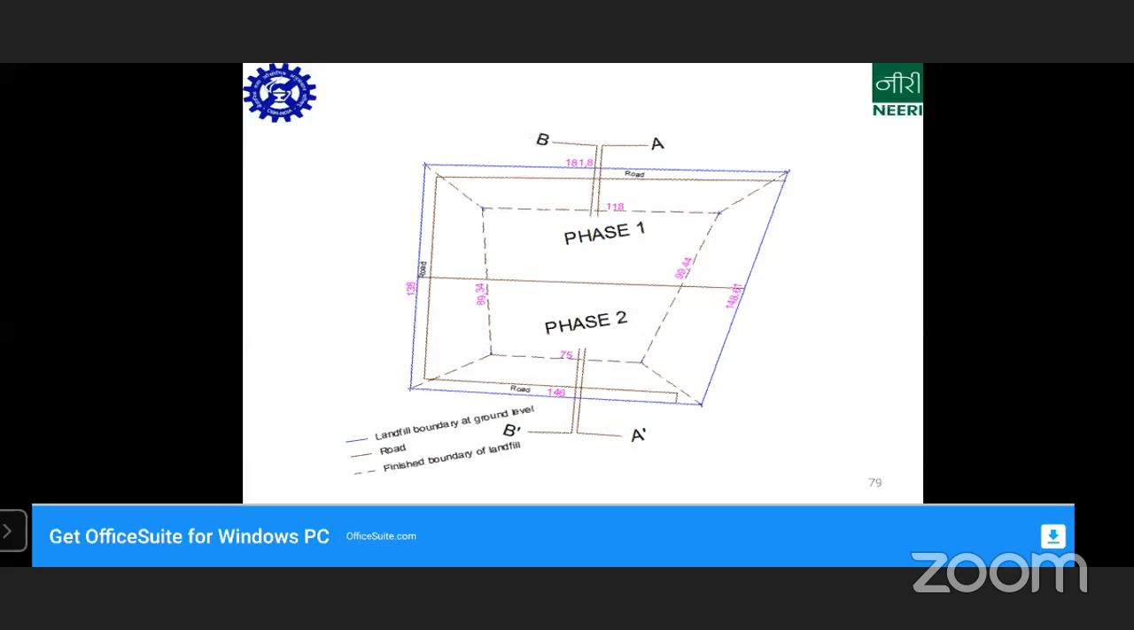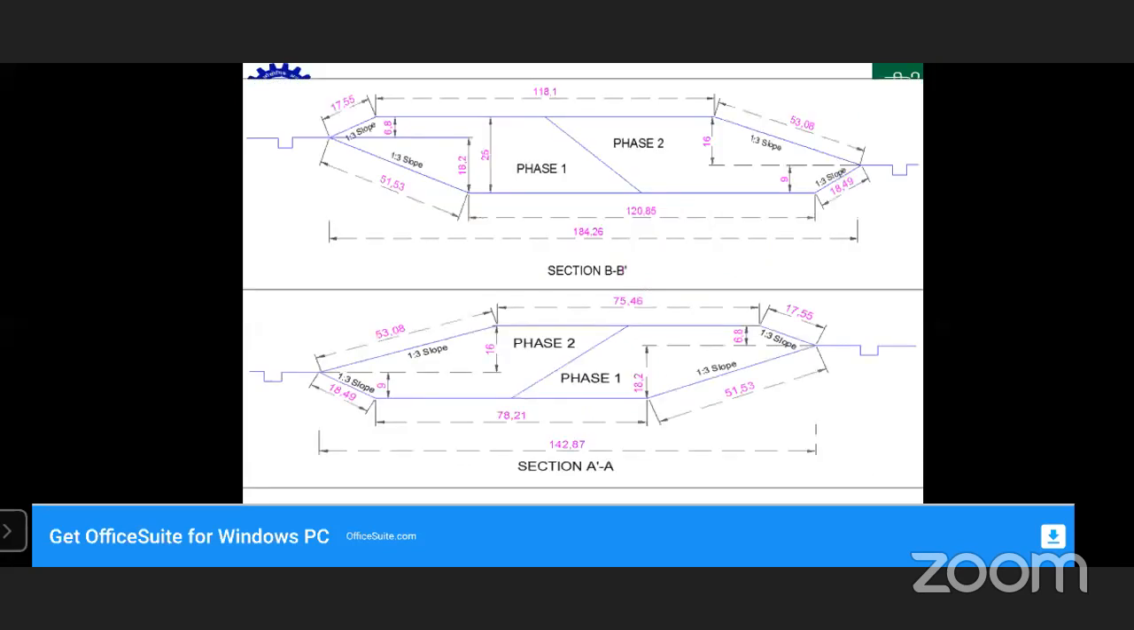This is a typical section of a landfill. You can see how it is being constructed according to a specific site design. You can see on one side there is a rise, there is a fall. 1:3 is a standard slope that is being followed, and these are the dimensions that are provided.